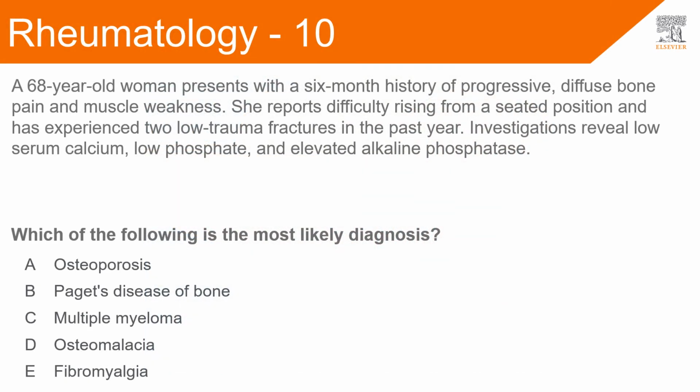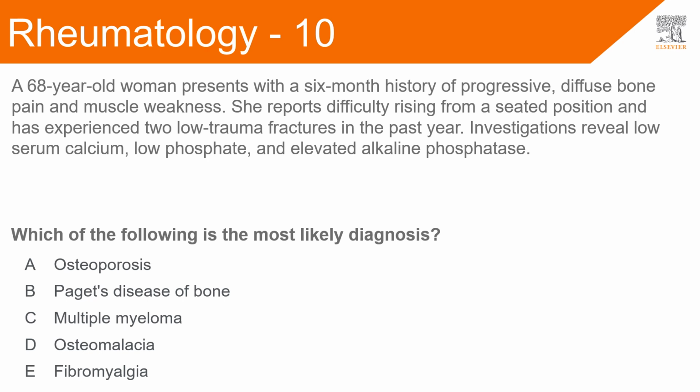Okay, guys, this is the last question. Well done. So let's crack on with this. We've got a 68-year-old woman with a 6-month history of progressive diffuse bone pain and muscle weakness. She's got difficulty rising from a seated position, and she's had previous low trauma fractures in the last year. She's got low calcium, low phosphate, and increased ALP.